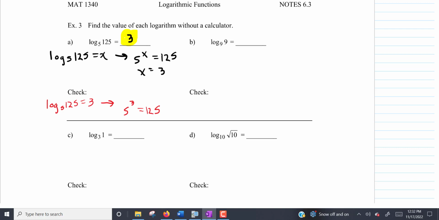All right. Next one, do the same thing. Just write down log base 9 of 9 equals x. Now write it in exponential form. So how do you write that in exponential form?